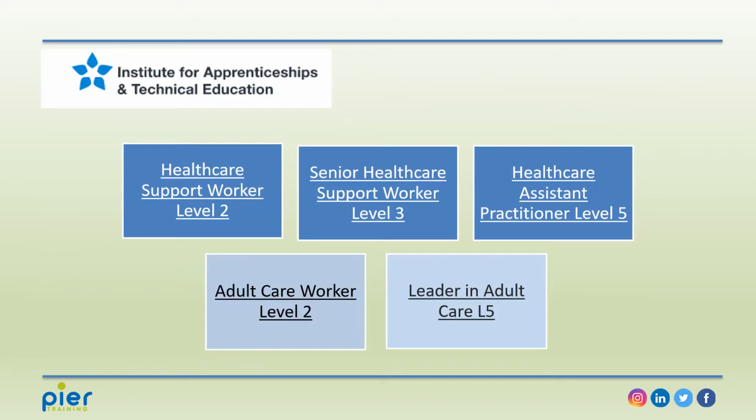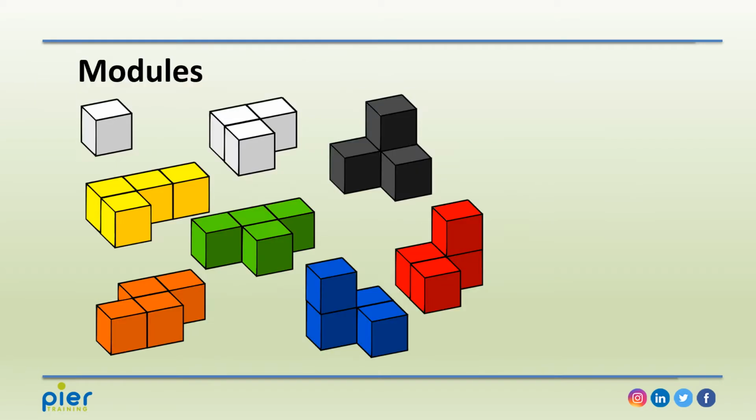So today we're looking at healthcare support worker level 2 and level 3, the first two boxes on our screen here. And as a business we also cover other healthcare standards, level 5 in assistant practitioner, for example, and adult care, etc. Within the level 2 and the level 3, there are various modules to complete, slightly different at different levels. It's important for you to understand what those modules are. So we're going to look at the modules on the next few slides to help you understand whether a level 2 would be more appropriate for you, or whether a level 3 would be more appropriate.